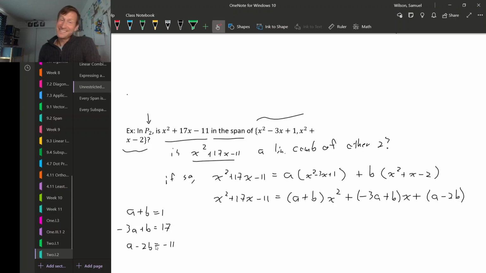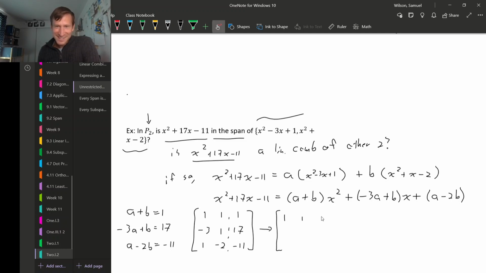And now you can see this is, sure enough, a linear system, and we can solve it in the usual way, write down the augmented matrix and row reduce. So 1, 1, 1, minus 3, 1, 17, 1, minus 2, minus 11. And then this doesn't look so bad, so I'm going to go ahead and row reduce it, but I wouldn't blame you if you fast forwarded this part.